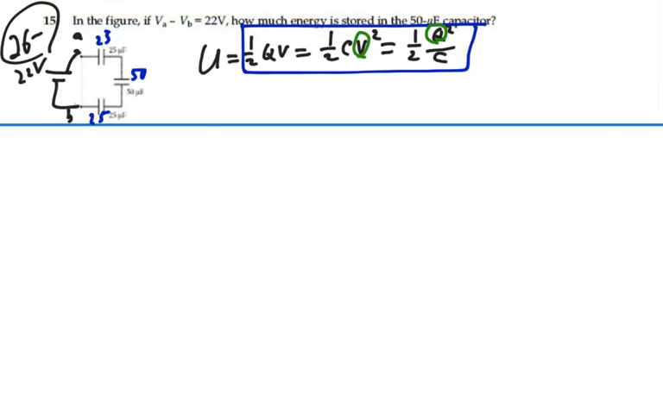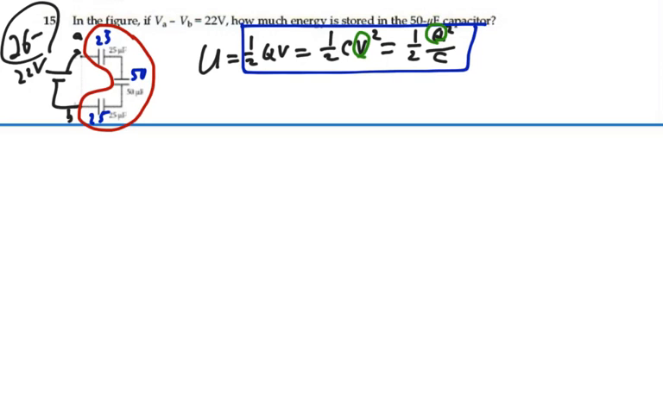Now, one way we could find what we need to know is by finding the equivalent circuit and then finding the charge on the equivalent capacitance, because we know that the charge on series capacitors is equal to the charge on their equivalent capacitance, representing the series combination. So that would give us the charge, and hence we could figure out the energy. So we're going to go that way. We're going to figure out the equivalent capacitance of this series combination of 3.